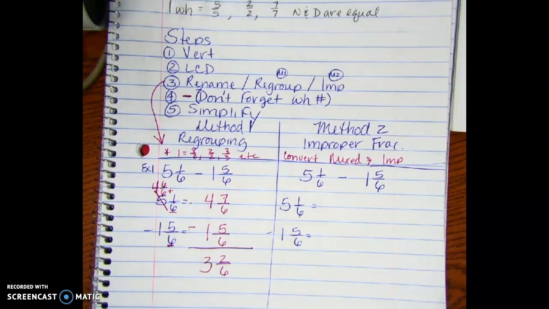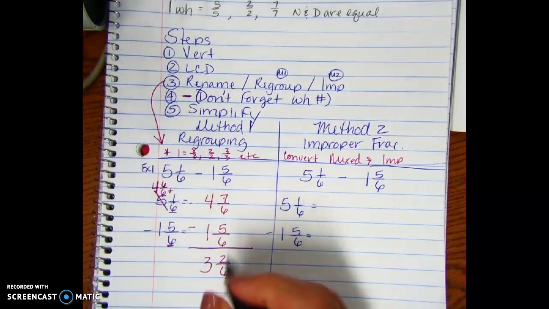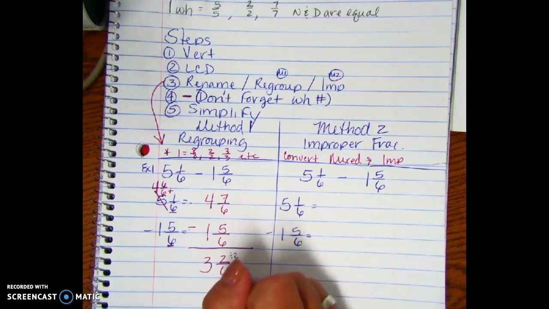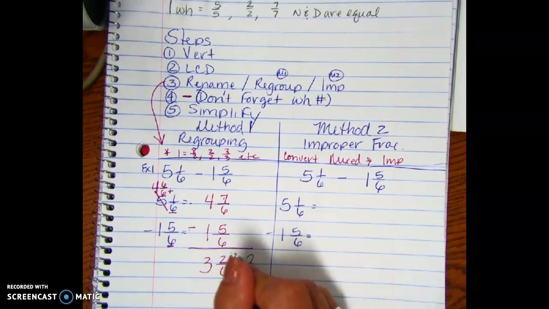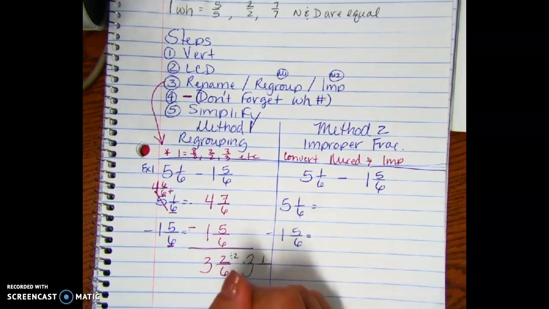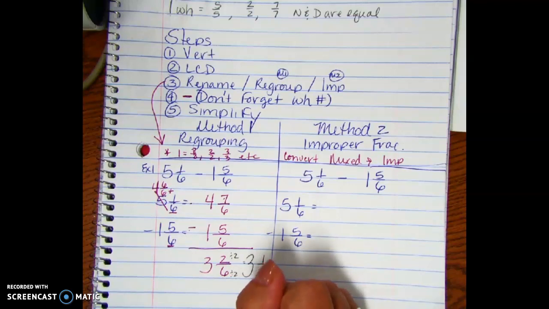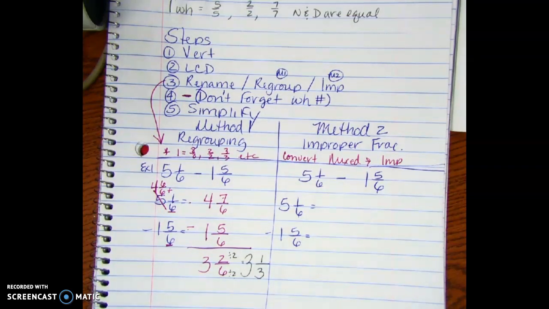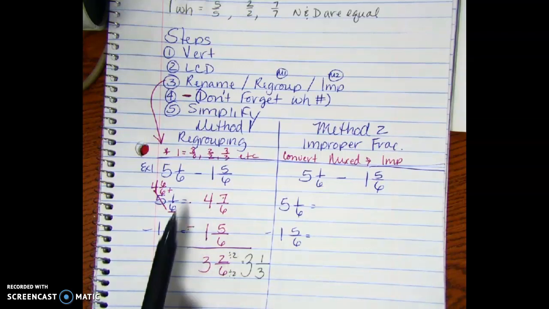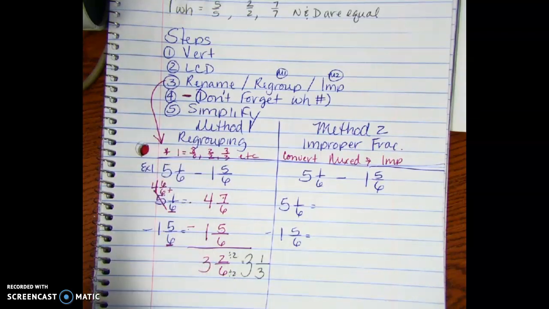Now, this is not in lowest terms, so I know they each share the factor 2. So that ends up equaling, don't forget your whole number, 2 divided by 2 is 1, and 6 divided by 2 is 3. So it ends up equaling 3 1/3. Okay, so that's how we subtract mixed numbers by regrouping.